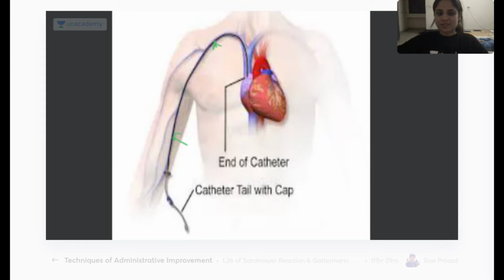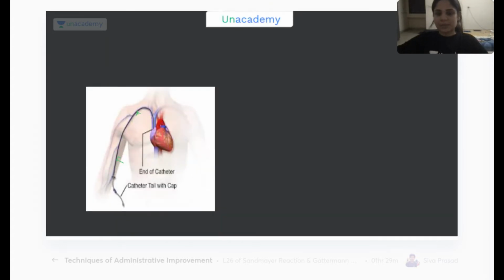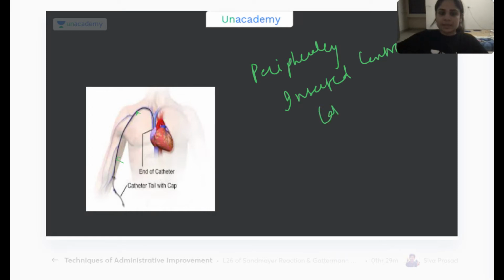Okay, so this is your catheter, which is going into the basilic vein. From there, it is going into the subclavian vein. From there, it is going into the SVC. Correct? So this is basically coming from a peripheral vein into the heart. So this is your peripherally inserted central catheter. Okay, so you're inserting it peripherally in the basilic vein, and then it is reaching centrally into the right atrium. So this is also called your PICC line.